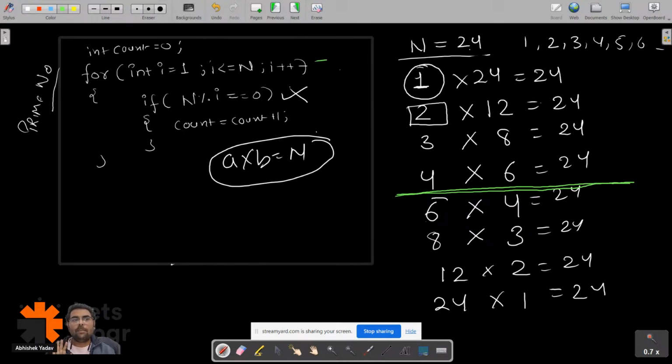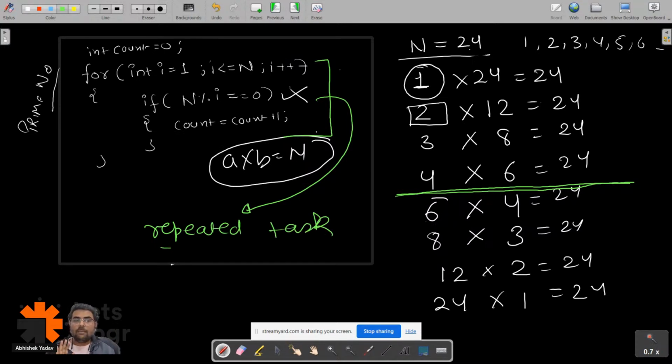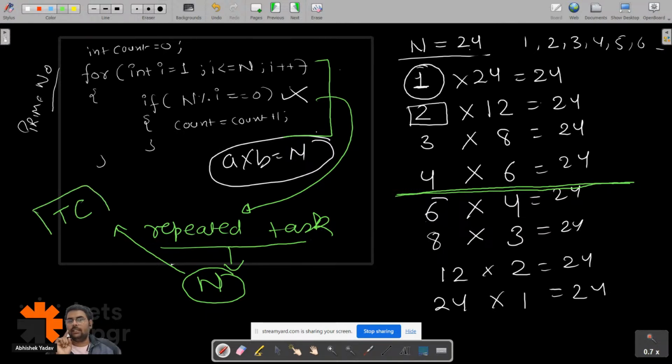If we are following this approach, then what is happening? We are doing repeated task, right? And because of this repeated task, we are doing n number of iterations. And because of this n number of iterations, my time complexity is increasing. Okay, that is, it is taking 317 years. So my next task will be what? I have to remove the repeated task. Right, everyone? So let's see how I can remove the repeated task now.